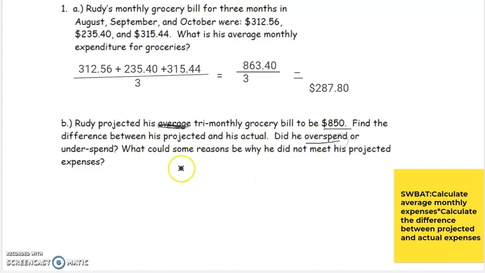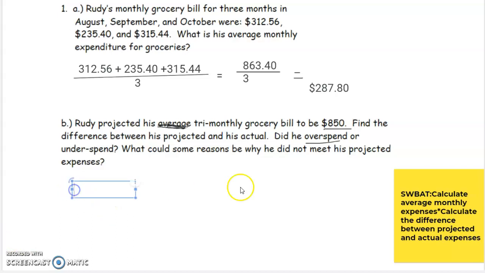So yes, he overspent. Why could he have done this? This could have been due to any reason. Maybe it was the summer. Maybe he was having people over at his house, so he had to buy some extra food so he could host. Maybe he just saw a nice piece of steak that he wanted, so he treated himself to a really nice meal. It could be any number of reasons.